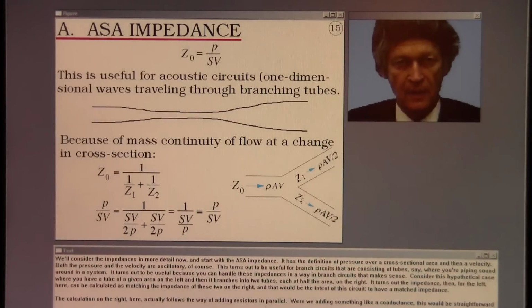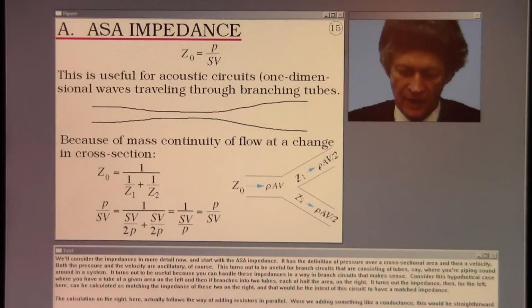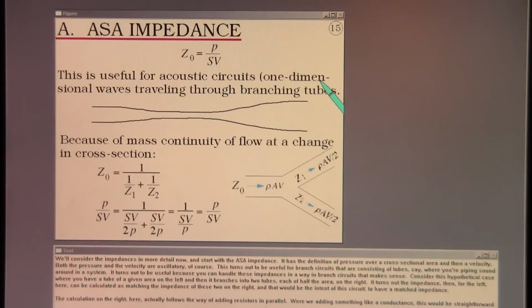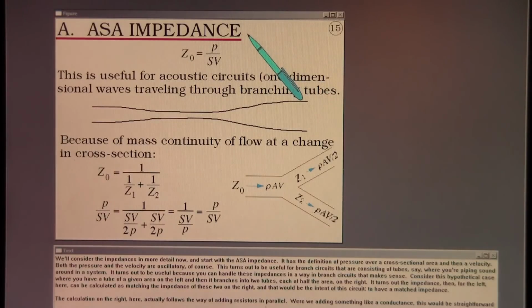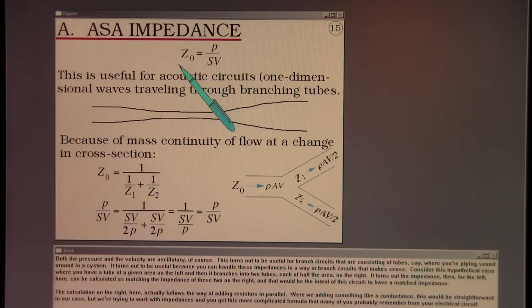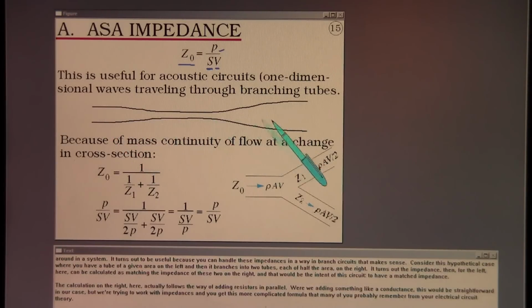We'll consider the impedances in more detail now and start with the ASA impedance. It has the definition of pressure over a cross-sectional area and then a velocity. Now both the pressure and the velocity are oscillatory, of course. This turns out to be useful for branch circuits that are consisting of tubes, say, where you're piping sound around in a system. And it turns out to be useful because you can handle these impedances in a way in branch circuits that makes sense.